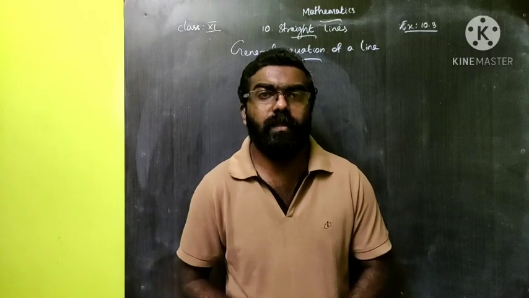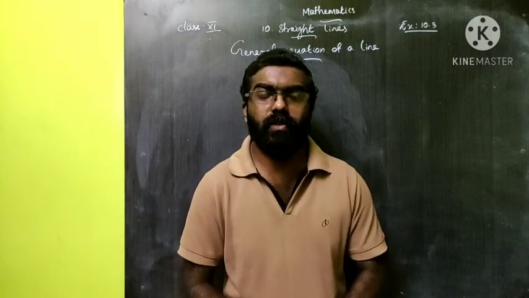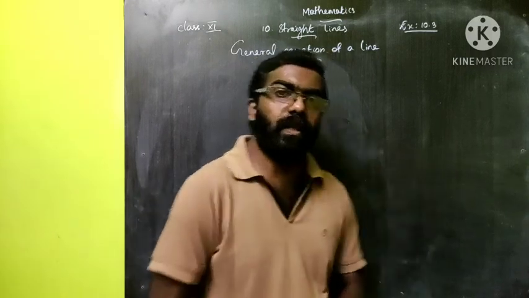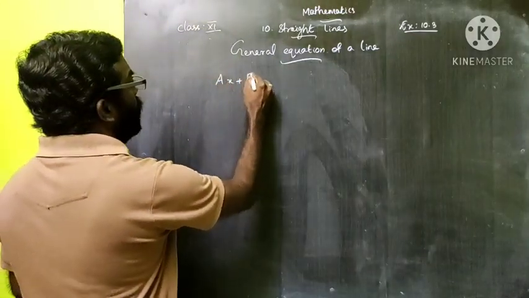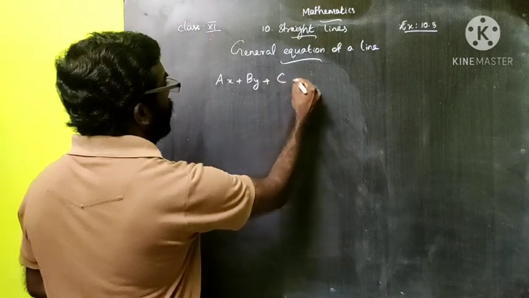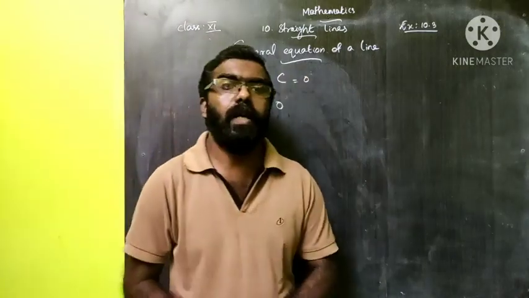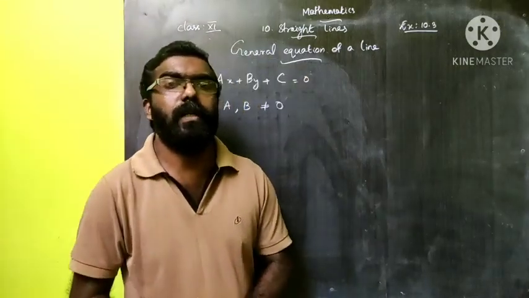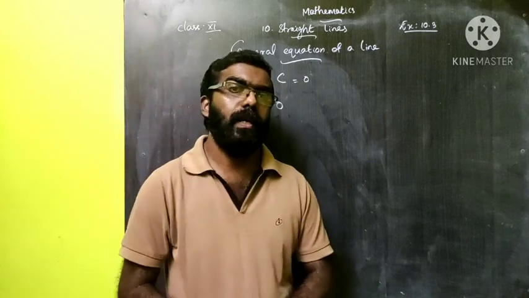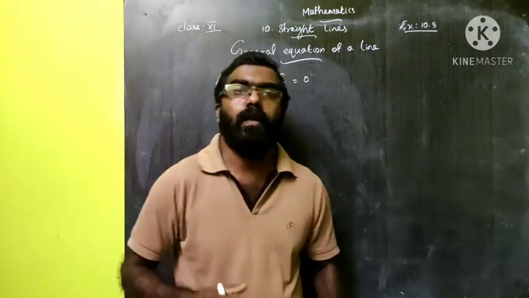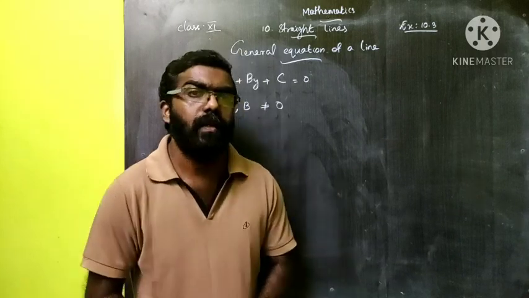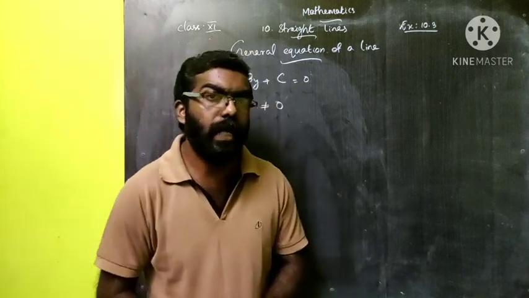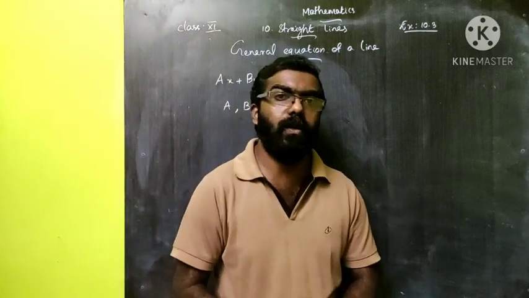Today we shall discuss the general equation of a straight line. Any equation of the form ax plus by plus c is equal to 0, where a and b are not both 0, is called the general form of a straight line. Now we shall discuss different forms of the general equation of a line, that means the different forms of ax plus by plus c is equal to 0.